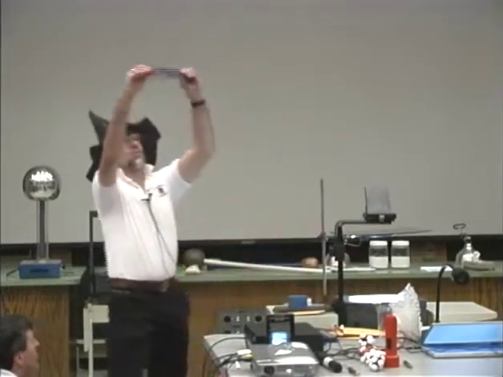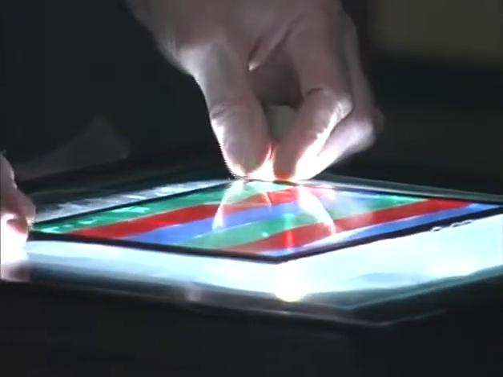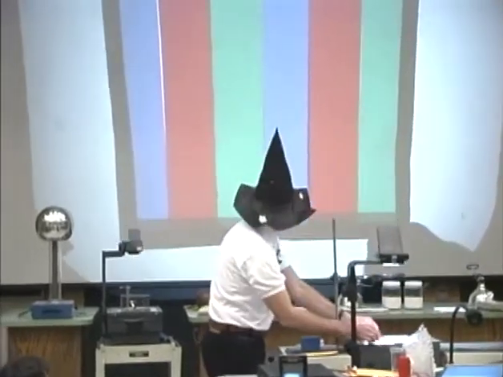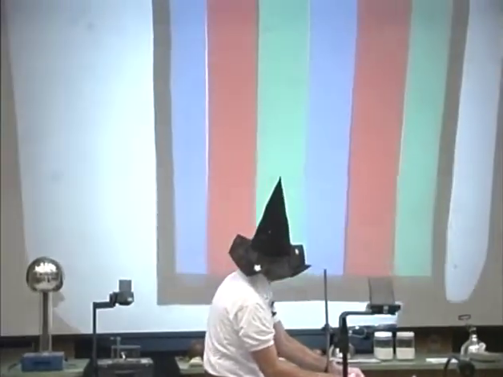Okay, and so here I have a little filter. So it's a filter with some colored strips of plastic on. And we'll just take that off for a second. So here's our filter. And so we've got these red, blue, and green stripes. Okay, so we can think of this as a display. It's not a very interesting display.